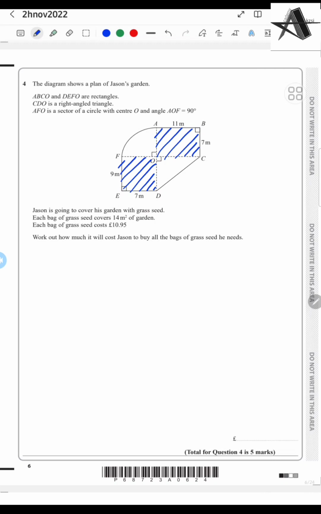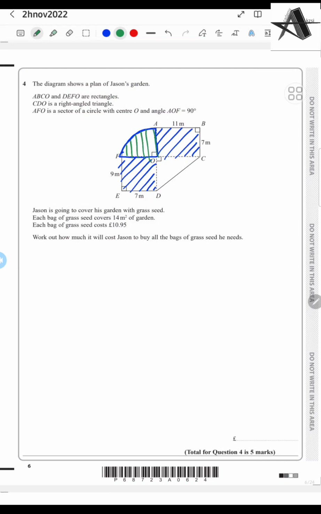AFO is a sector of a circle with center O and the angle AOF is 90 degrees. See, a sector is simply a piece of your pizza. That is a sector. So it's bounded by two straight lines, or radii, and a curved one. So I can say they have mentioned AFO is basically a sector.